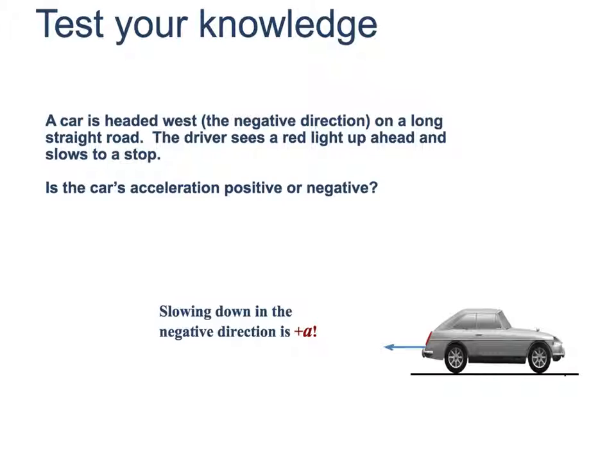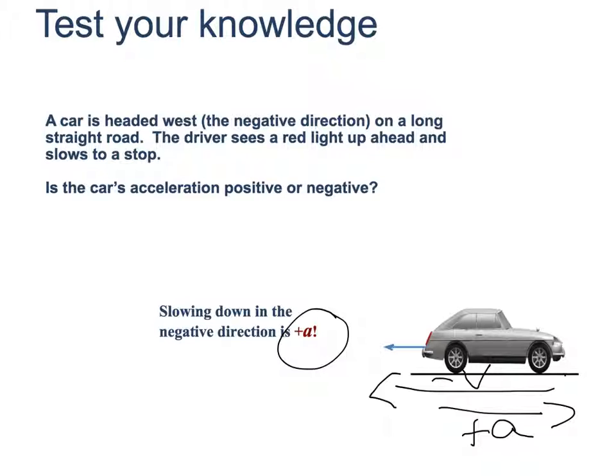Slowing down in the negative direction uses a positive acceleration because if the car is going this way with its velocity, that's a negative velocity, you're going to have a positive acceleration going this way to slow it down.